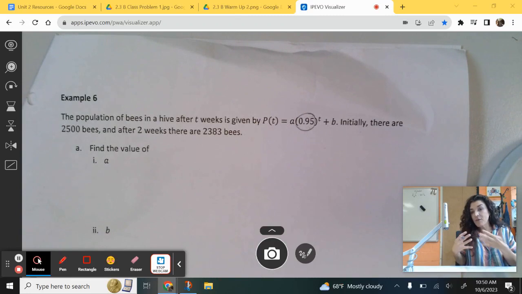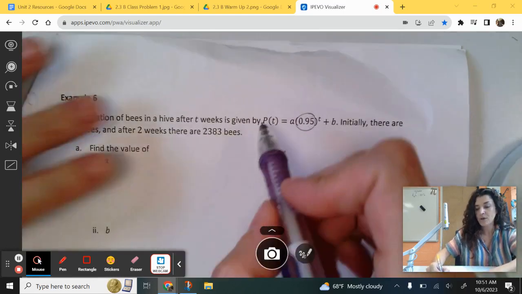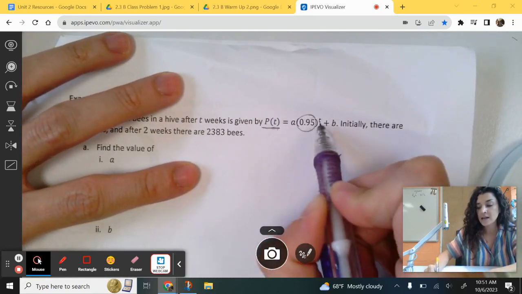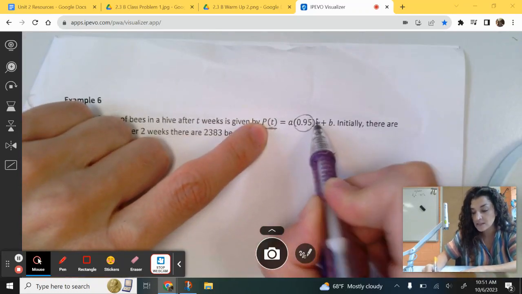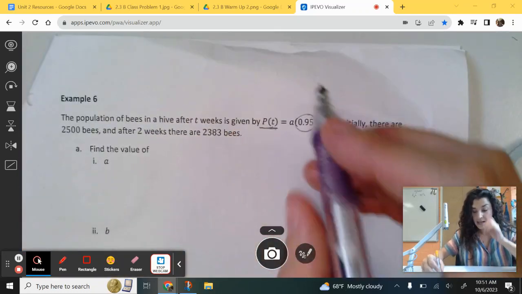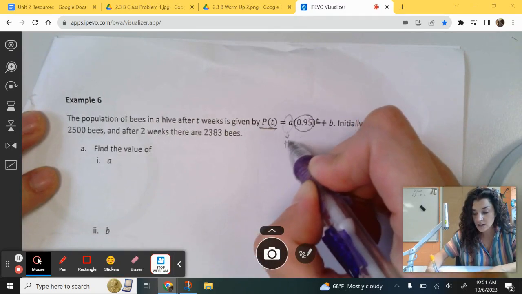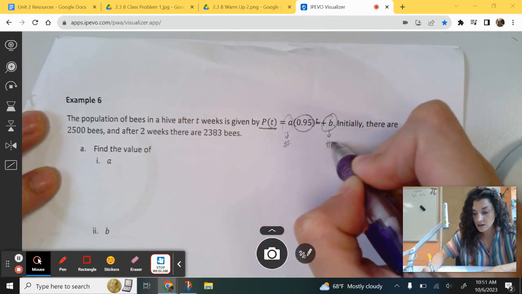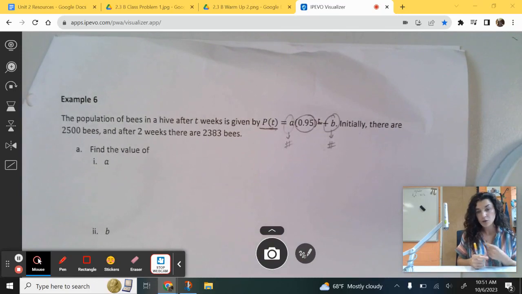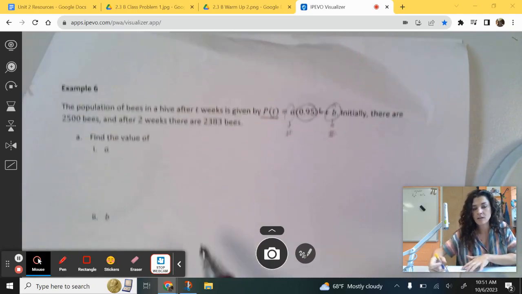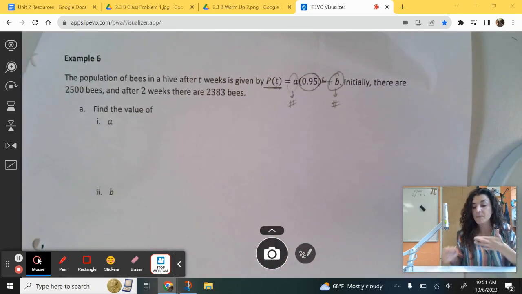Okay, population of bees in a hive after T weeks is given by this. We have more variables than we are supposed to have in an equation. We should only have one input, one output. Output is this guy, which is telling us that our input is T. So pausing to say like, hey, this is just a number. Hey, this is just a number. That is an important first initial thought to have when you're looking at these equations of like what is supposed to be a variable and what is supposed to be a number. Okay, A and B are supposed to be numbers. And notice they want you to find the values A and B.